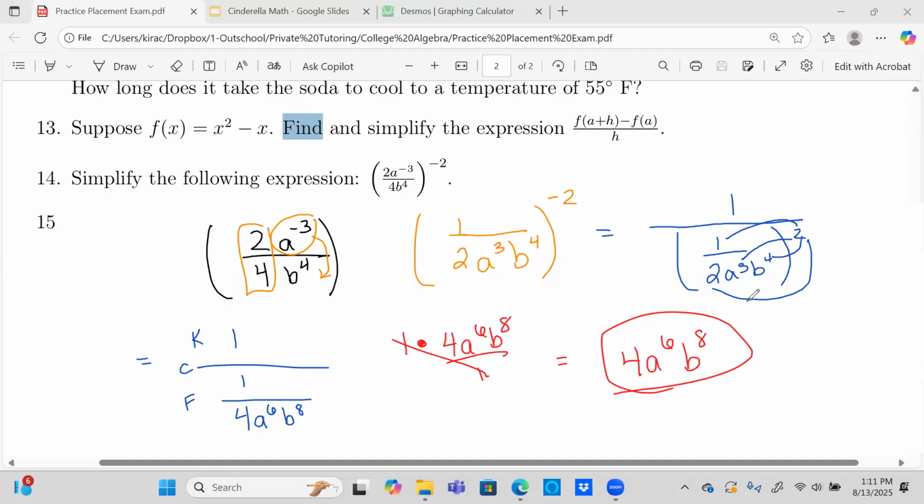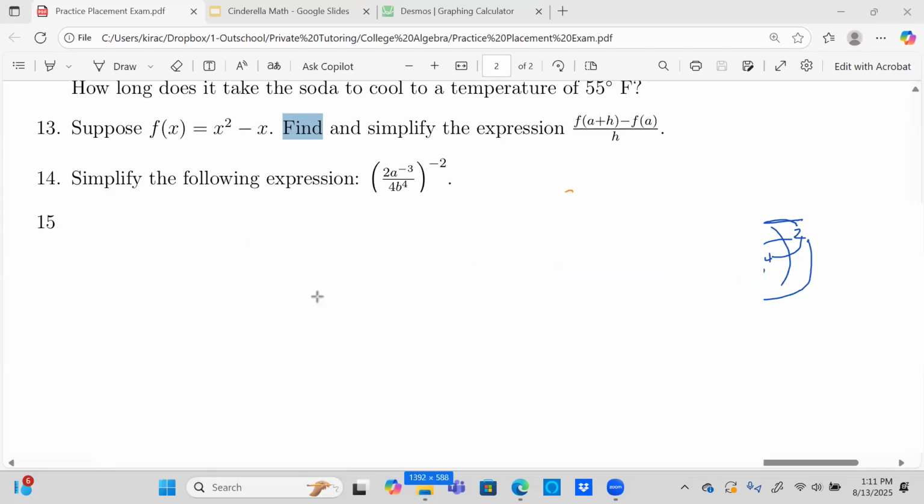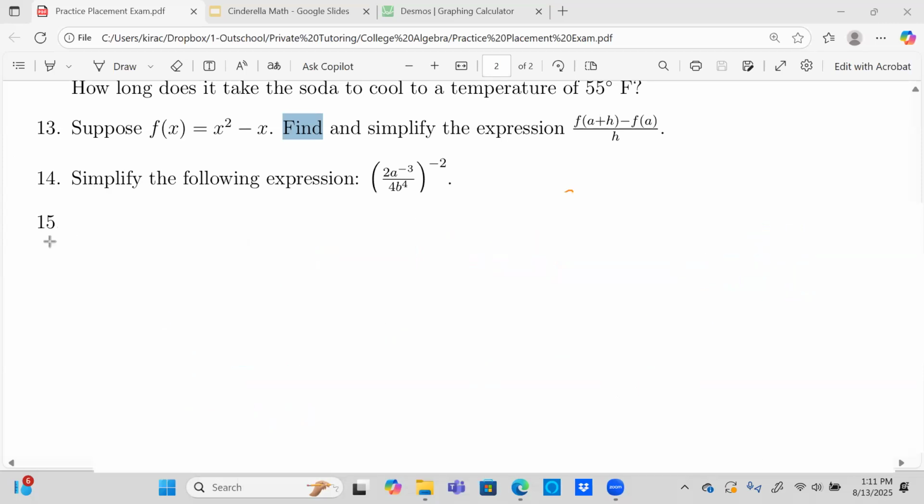Okay, I'm going to do that another way. That might have been the harder way. You could just go straight from the beginning right here. 2 to the negative 2. Multiply, so that would be a to the 6th, because negative times negative. That would be 4 to the negative 2. Multiply, that would be b to the negative 8.